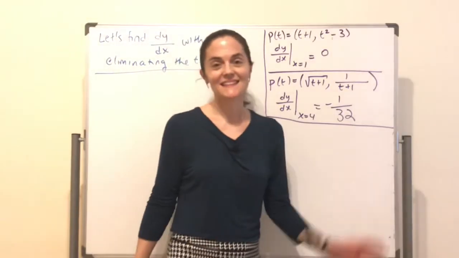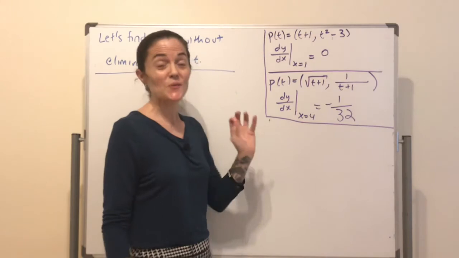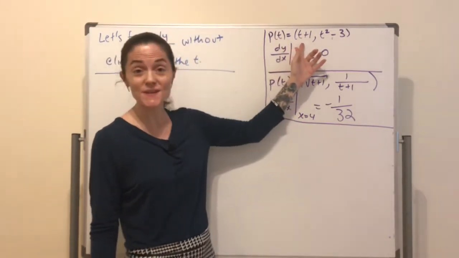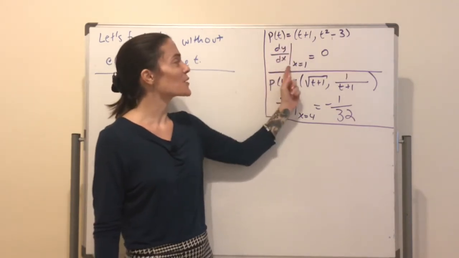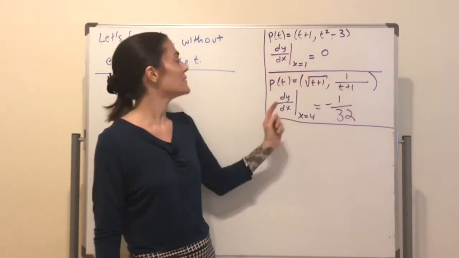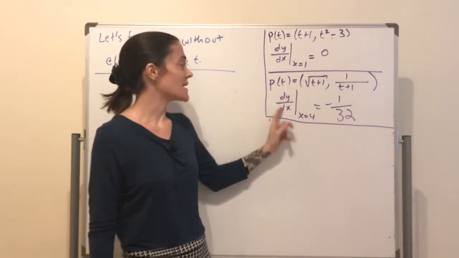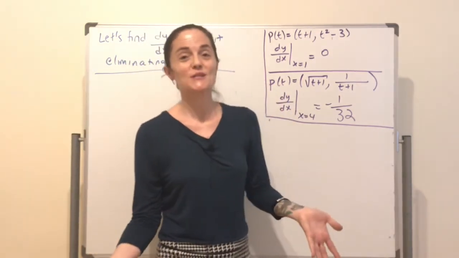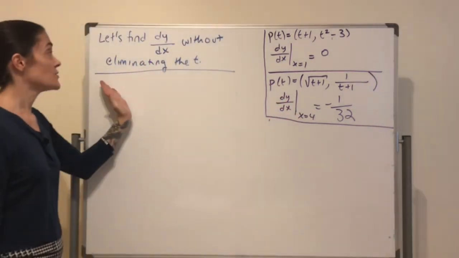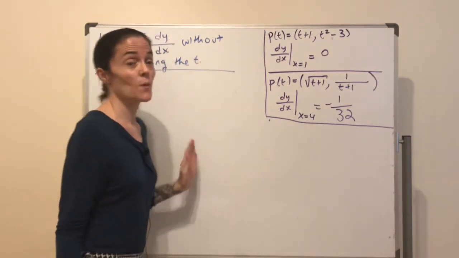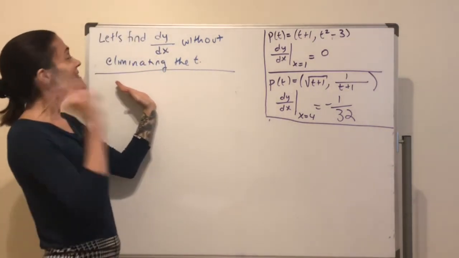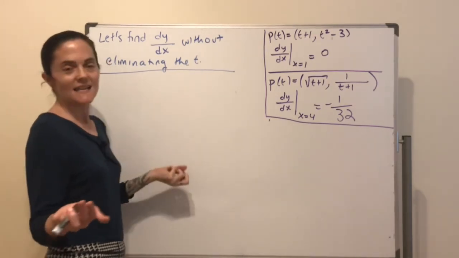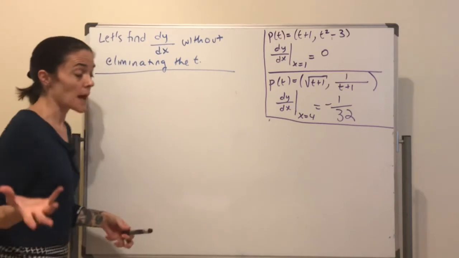Okay? I've just rewritten what we just calculated by eliminating the t. We found in this first example, dy dx evaluated at x equals 1 is 0. And in the second example, dy dx evaluated at x equals 4 is negative 1 over 32. But I would like to find a way to calculate dy dx without eliminating the t, because quite often this is challenging, or not possible.